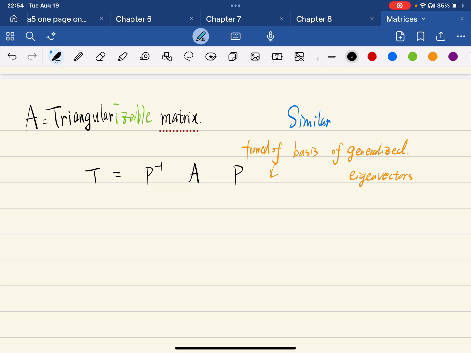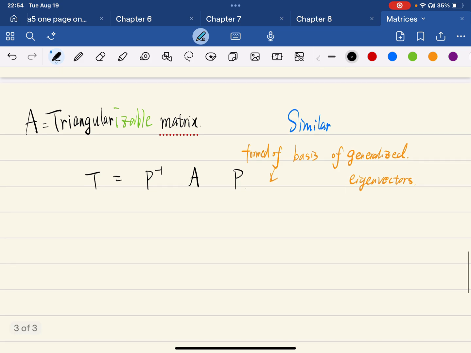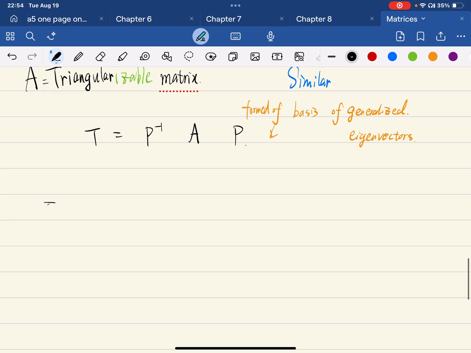Great. Now we have an example of how to transform a triangularizable matrix to a triangular matrix. These words are different. Noticing the differences can make you learn better and know the tricks in tests. Let's see an example.